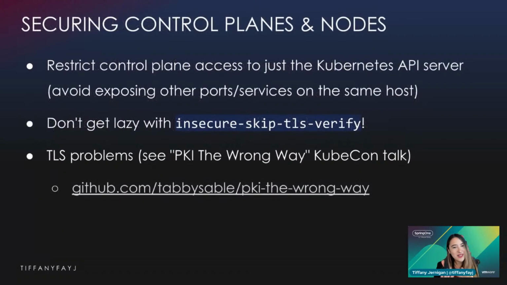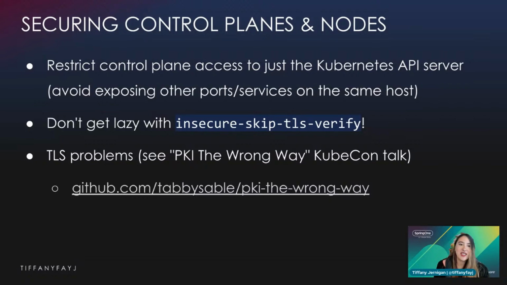So next up, I'm going to talk a little bit about the control plane and the nodes. Make sure that you harden the control plane, and only allow people to interact with the API server via the Kubernetes APIs. The less you have running on your control plane servers, the fewer potential avenues an attacker can exploit to gain access to your cluster.